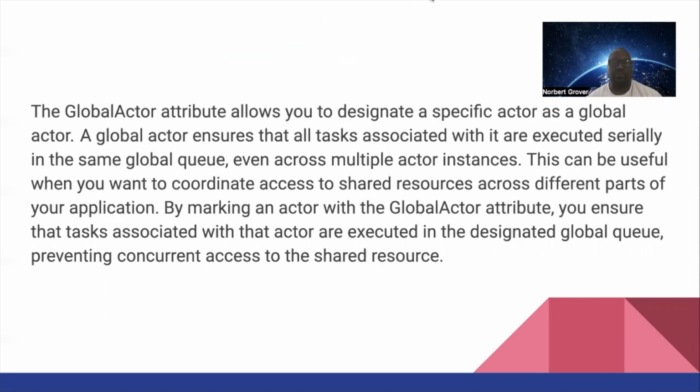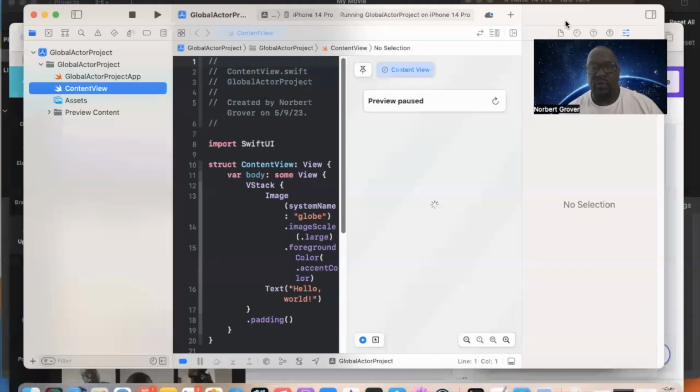So, let's get to our example. Now what we're going to do is we have our global actor project. We're going to demonstrate how a global actor works. It increments, and as it increments, this is how you declare a global actor and use it with shared resources, and it will prevent other things happening.